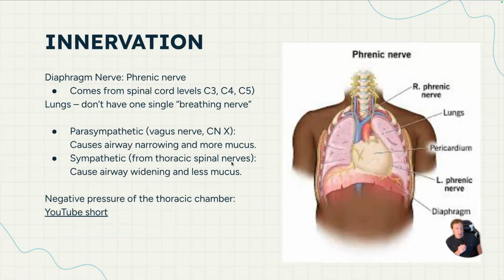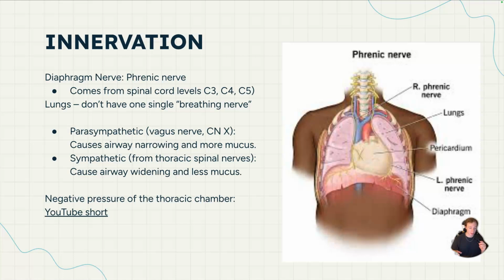Lastly, we have innervation. Innervation, again, is that nervous system control. The one muscle that does all of the movement within the respiratory system is the diaphragm. The diaphragm creates this negative pressure, and it comes from the spinal cord levels. So it comes from C3, C4, C5. That means cervical nerve 3, cervical nerve 4, and cervical nerve 5. And you don't really have one that controls a single breath. They all fire together.